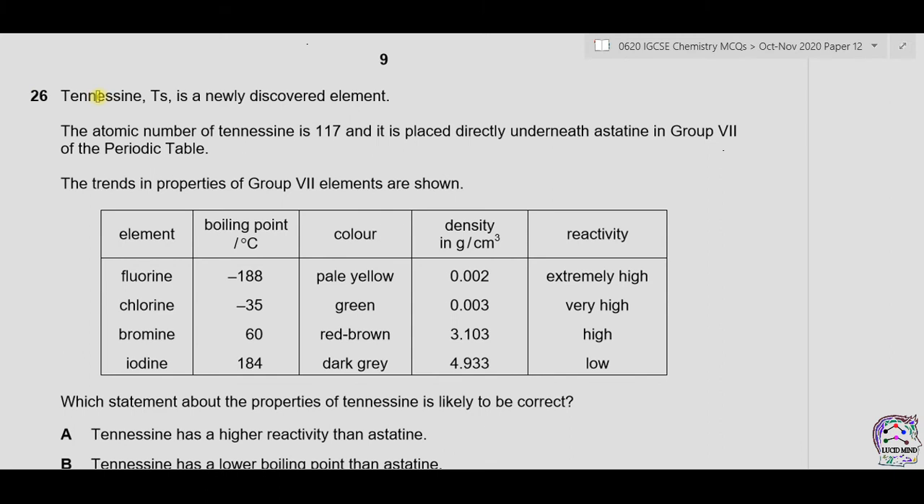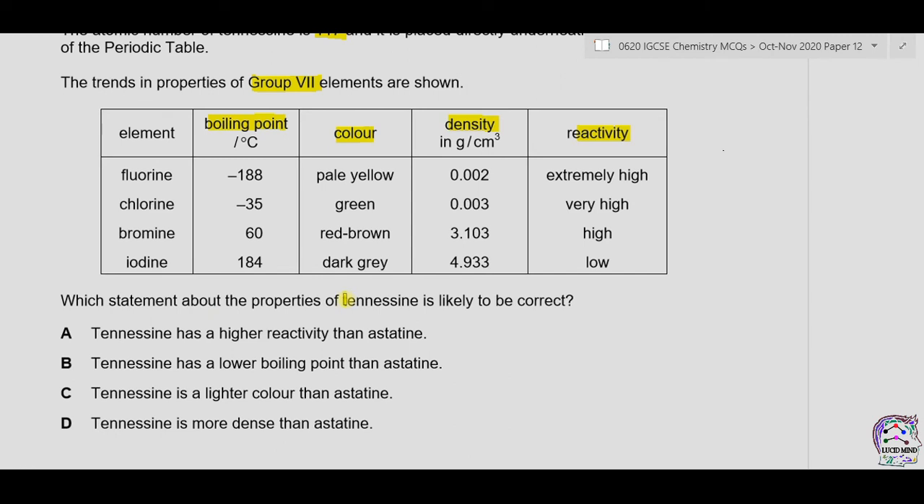Question 26. Tennessine, Ts, is a newly discovered element. The atomic number of tennessine is 117 and it is placed directly underneath astatine in group 7 of the periodic table. The trend in properties of group 7 elements are shown. We can see the boiling point, density, color and reactivity. Which statement about the properties of tennessine is likely to be correct? As tennessine is put below iodine, so we can write tennessine over here.